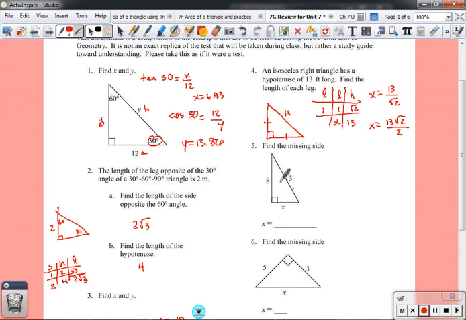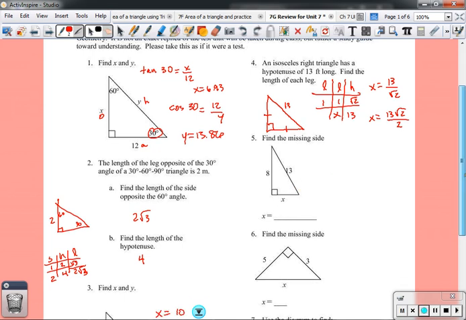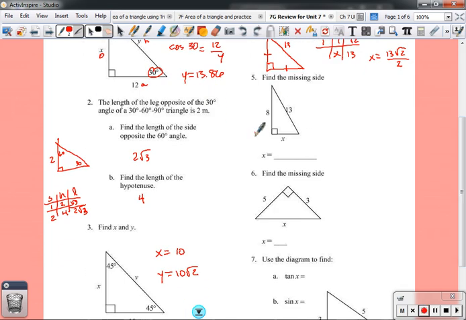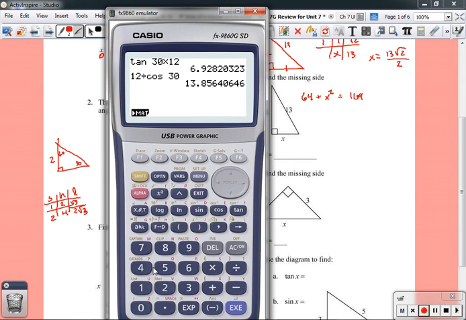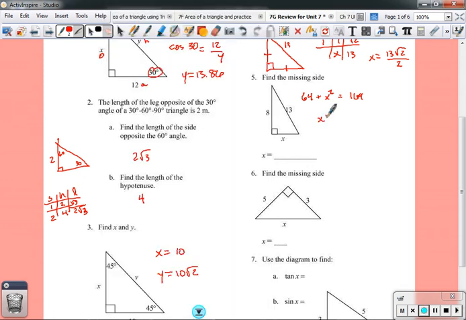Find the missing side. This is a problem that I think most of your teachers were surprised that you missed. If you missed this one on the last test, this is just a Pythagorean theorem problem. Okay, this is just a squared plus b squared equals c squared. So I'm going to go into my calculator. I'm going to subtract 64 from both sides and get 105. And then I'm going to take the square root of 105. And 10.25 is the answer.